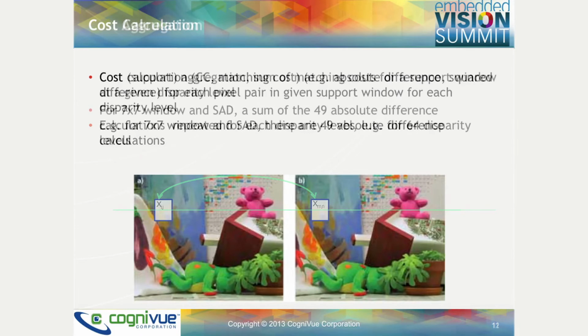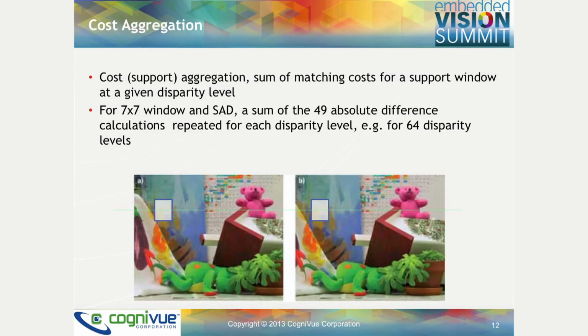Cost aggregation is where you sum the cost calculations for that particular support window at that particular disparity level. It's a very expensive computational step, and I'm going to talk more about that. So for a 7 by 7 window, you're summing those 49 absolute differences for that support window, and you do that across the entire disparity range that you're working with. For example, I've got here an example of 64 disparity levels. So you can see that it begins to multiply quickly. And you do that with the support windows as you track your way across a disparity range.